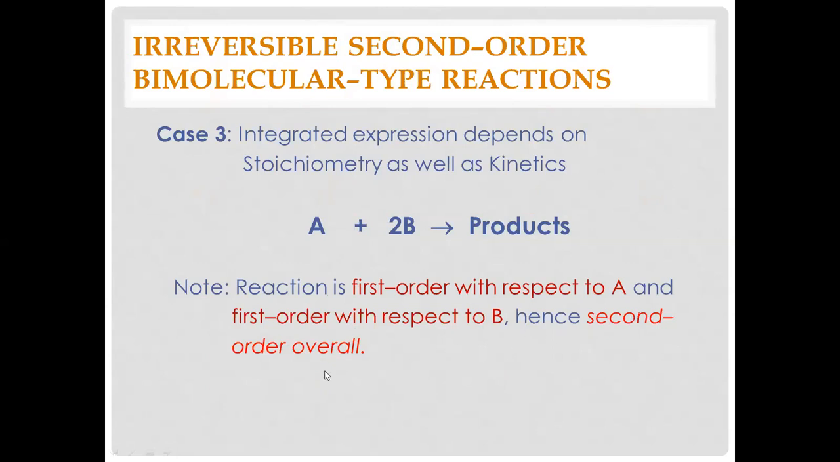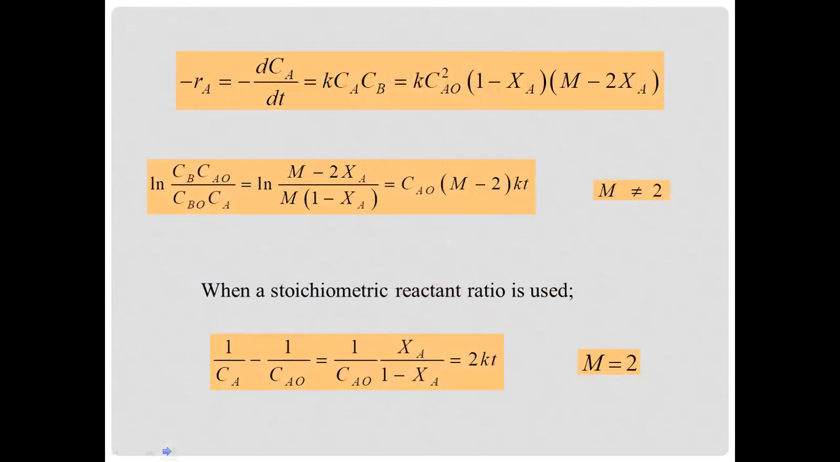Hence, the overall order is second order, though the stoichiometric equation does not agree with it. If the rate law is written in that manner, first order with respect to both species, you have k C sub A, C sub B. And you have here negative dCA dt, and this is your negative r sub A. We change the CA again to CAO times 1 minus XA, and C sub B will be changed to CBO times the quantity 1 minus XB.